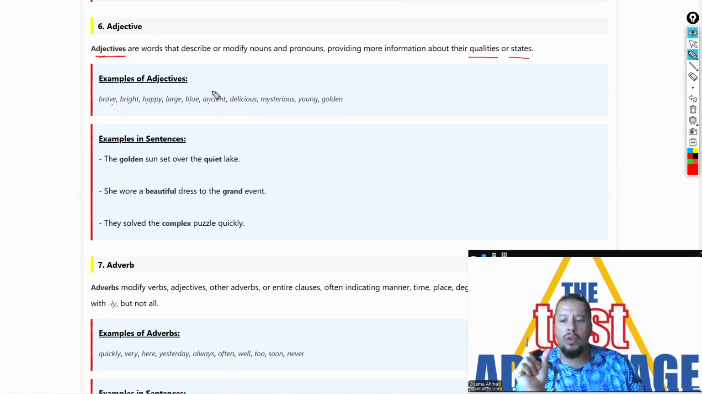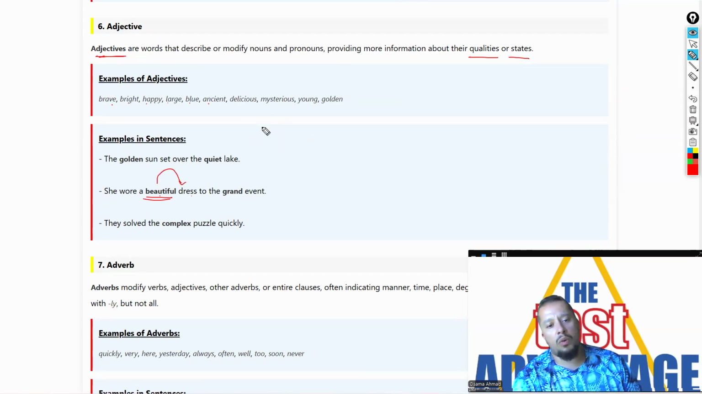So watch out also in the English language, like in Arabic. You cannot put a word in a box by itself. You have to see how it exists in the sentence or how it's used in the sentence. So for example, beautiful. I'll give you an example here. She wore a beautiful dress to the grand event, right? So here, beautiful describes dress.